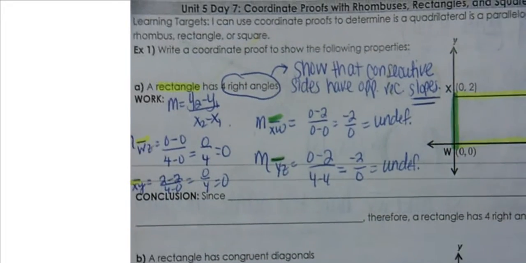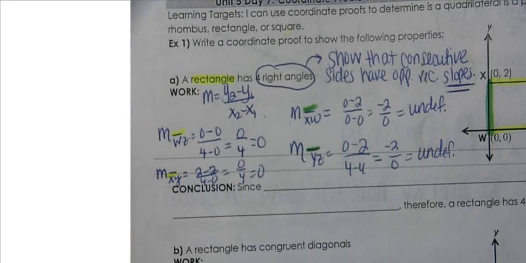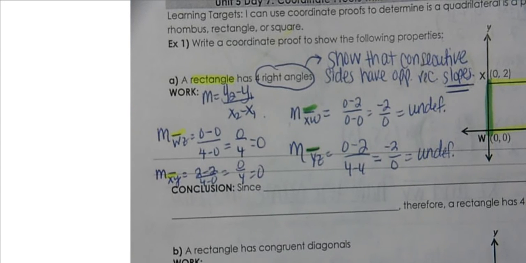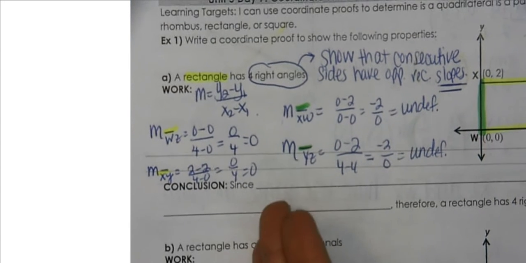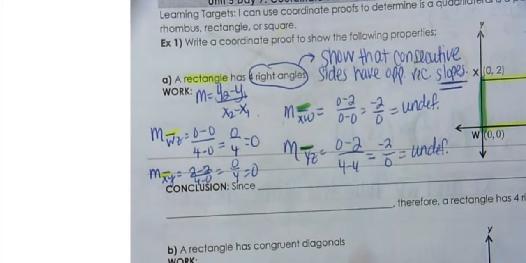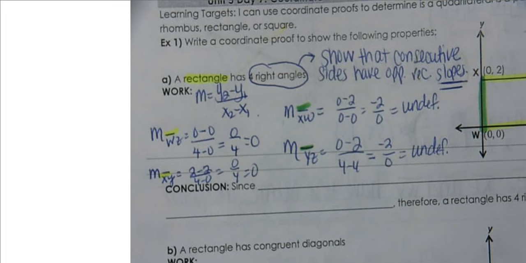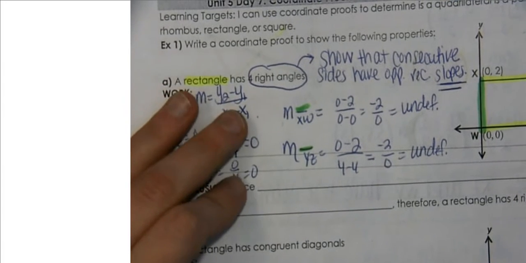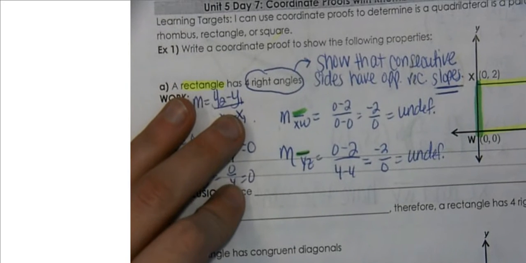So now I don't see opposite reciprocals, I don't know about you. I see a 0, I see an undefined, I see a 0 on the bottom versus a 0 on the top, but I'm not seeing that opposite reciprocal like we had talked about. And that is because there's something that I need you guys to know. And that is because that is the slope of vertical lines compared to horizontal lines.